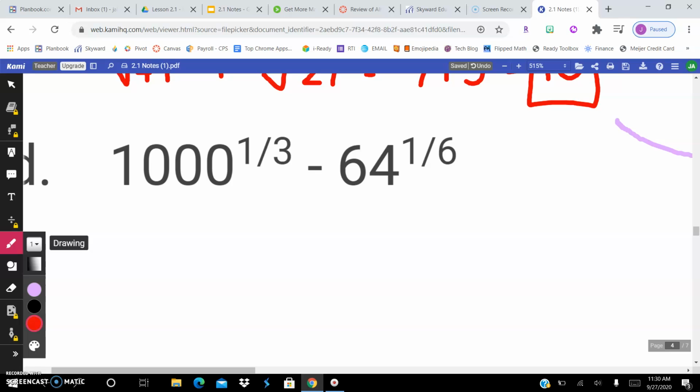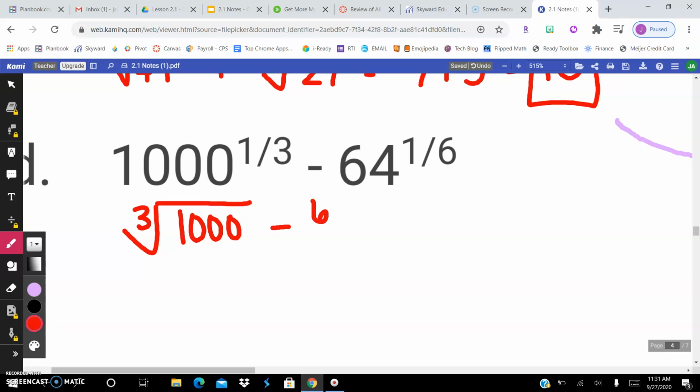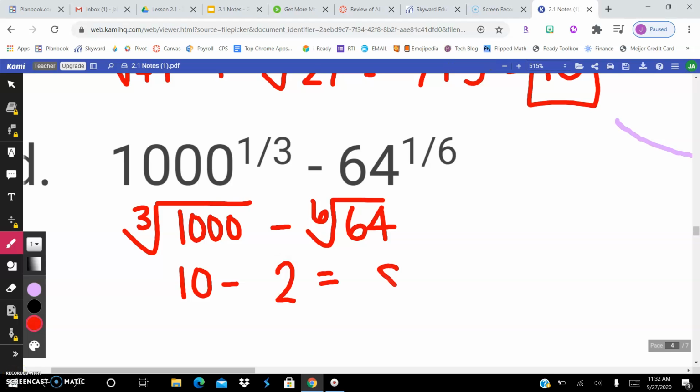All right, 1,000 to the 1/3 power. So the denominator is 3. So that's a cubed root of 1,000 minus 64 to the 1/6 power. So we would be doing the 6th root of 64. So what can I multiply together 3 times to get 1,000? That would be 10. 10 times 10 is 100, times another 10 would be 1,000. And then 6th root of 64 would be 2. So 10 minus 2 would be 8. So the answer to that whole problem is 8.